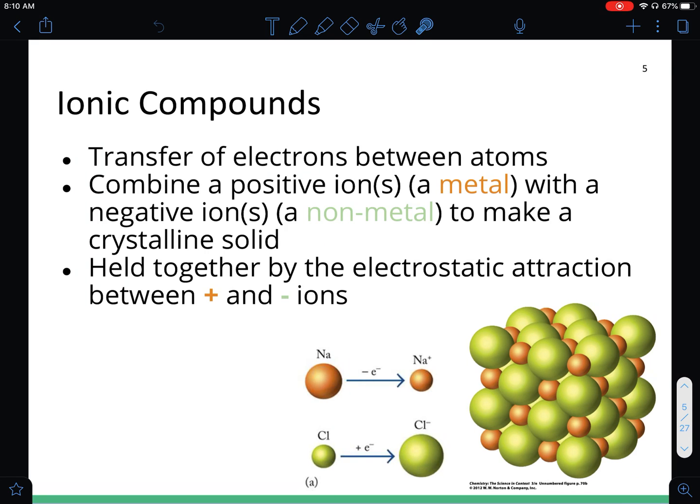All right, looking closer at ionic compounds. In this example, we have sodium, which is a metal, and sodium needs to lose one electron. When it does, it gets a +1 charge.